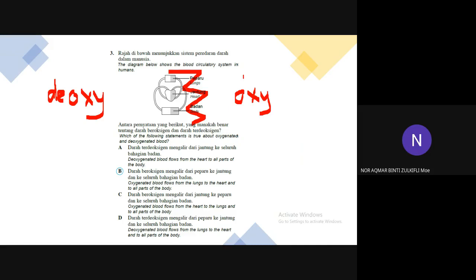If you imagine your body now, you put your hand to your heart. So this is your left side of the heart, then this one is your right side of the heart. So left side oxygenated, right side deoxygenated blood. So B is true. Oxygenated blood flows from the lungs to the heart and to all parts of the body. Yes, lungs to the heart, to the parts of the body. Oxygenated blood, so true.